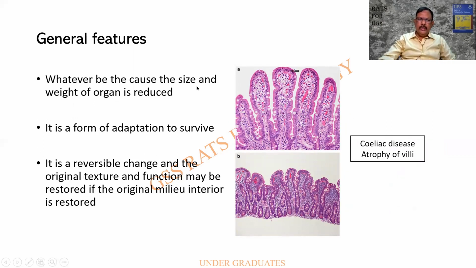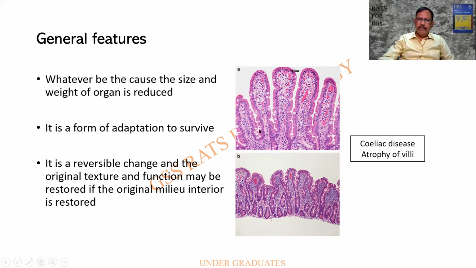Whatever be the cause, you find that the size and the weight of the organ is reduced. It is a form of adaptation in the sense, if you can take the tissue back to its original milieu interior, if you can give the same blood supply and same endocrine stimulation, it can revert back to normal. That is why it is called a reversible injury or adaptation.